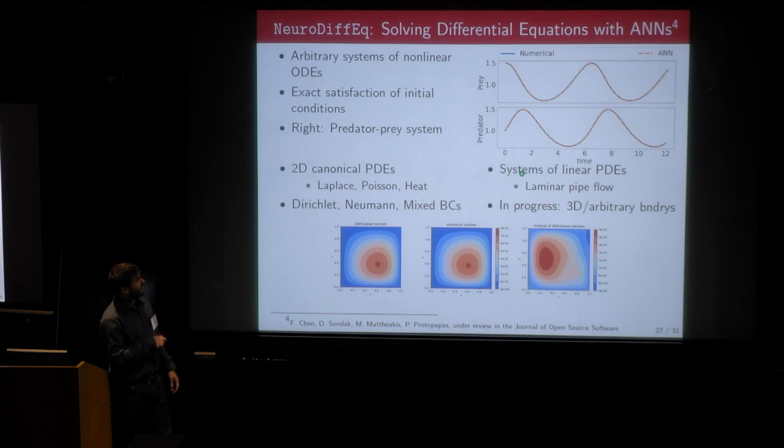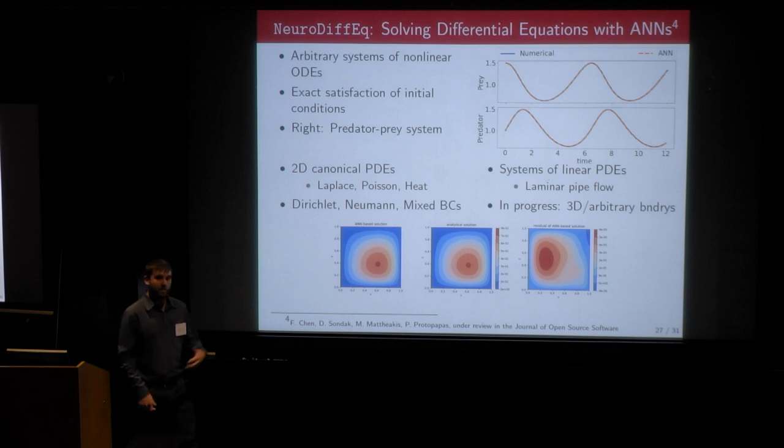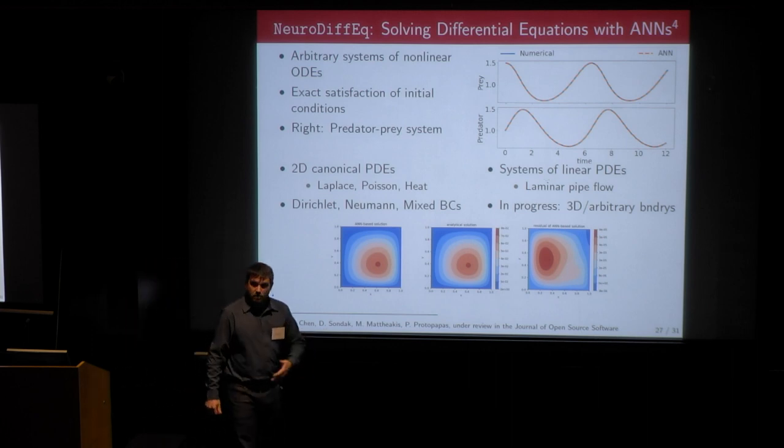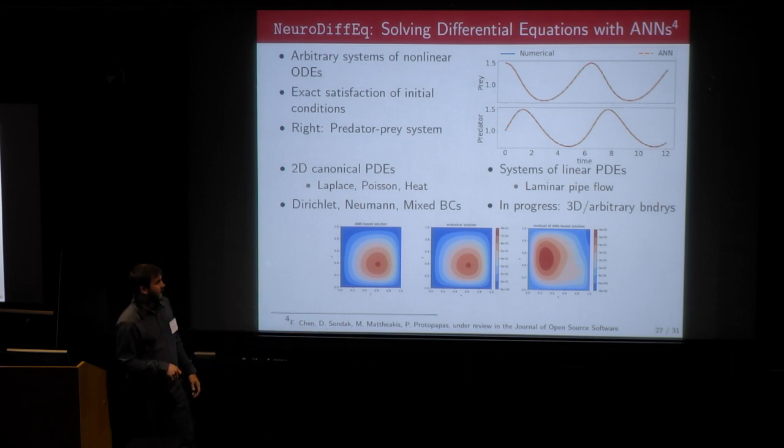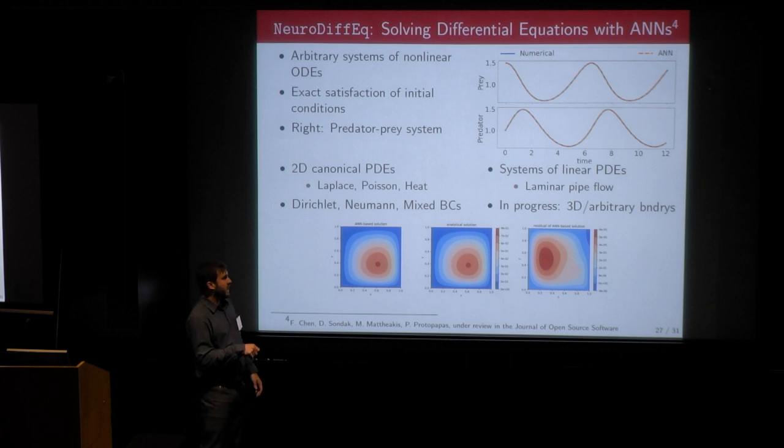We can also do systems of linear PDEs. So we've done it on laminar pipe flow to see what happens there. It seems to work okay. And Feiyu is currently in the process of implementing pretty arbitrary boundary conditions and 3D geometries. So that's sort of what's on the horizon.